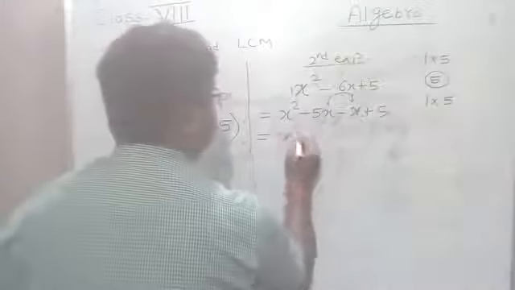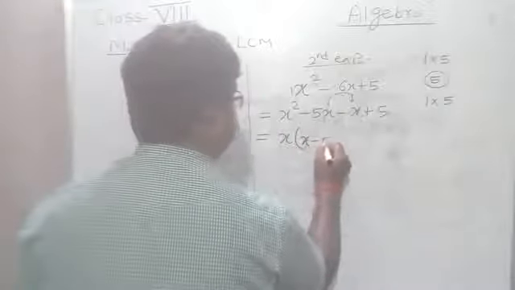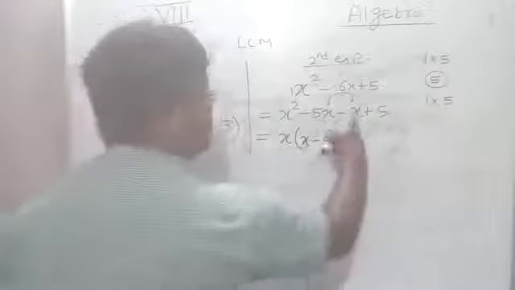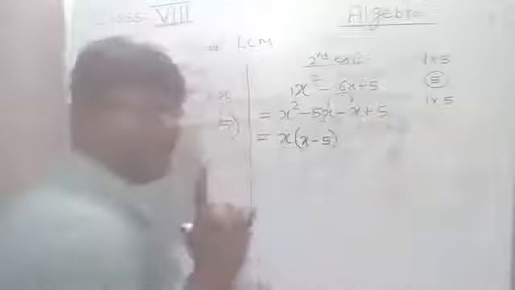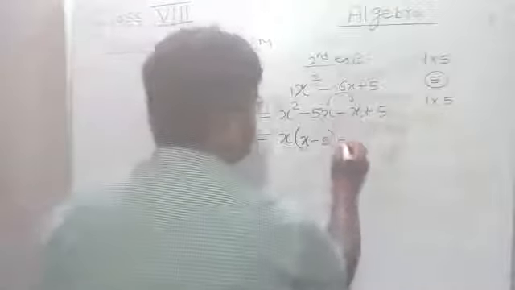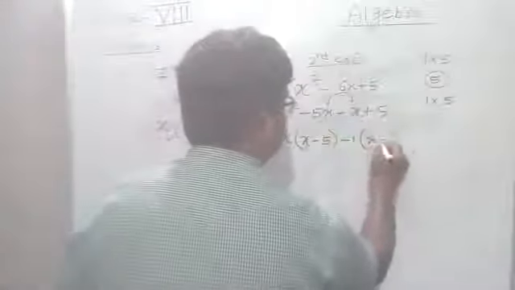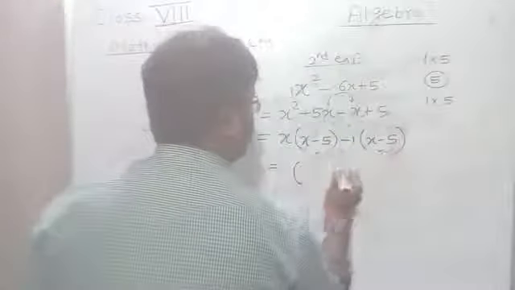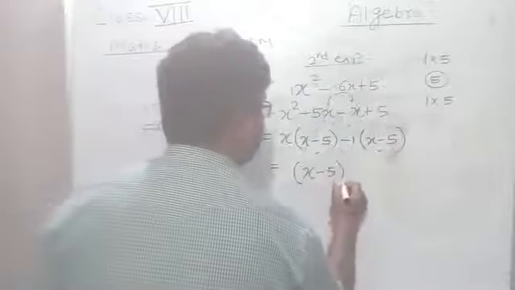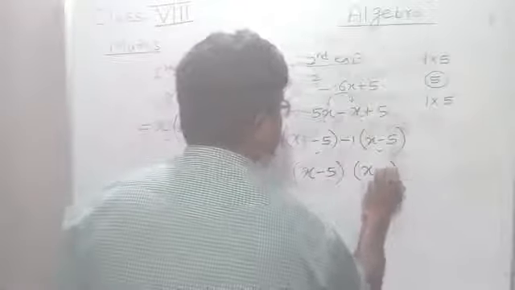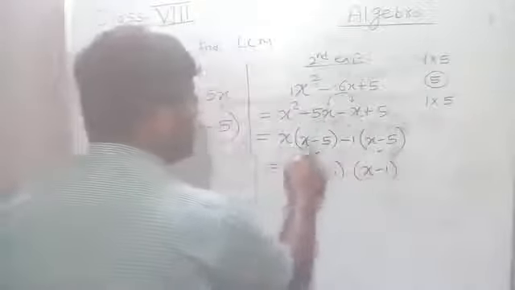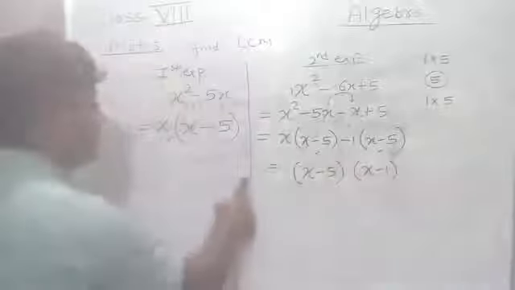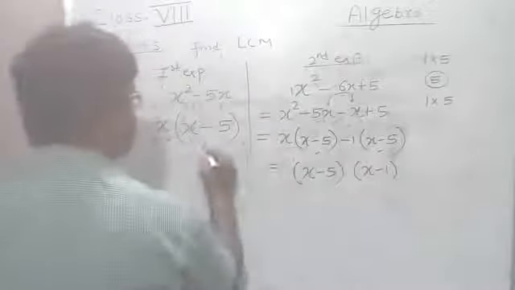So now what is common here in these two? x is common, x minus 5. From here nothing is common, so we have to take 1 common, but here the first one is negative, so we will take minus 1 as common, x minus 5. So these two are the same, x minus 5, x minus 1. These two are common, x is remaining here, minus 1 is remaining here. So now let's see this. This is your common.